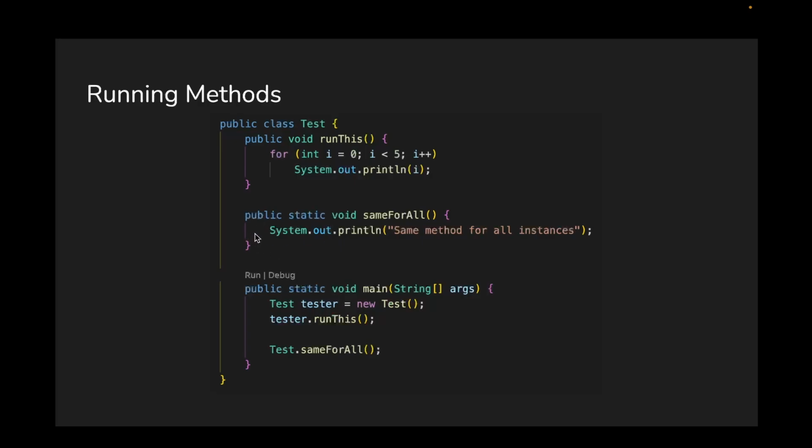So for this next method, which is called same for all, I made it static, and that's why the name is same for all, because it's the same method for all of the instances of the class. So in that case, we'll call it using the class name like this. We'll say Test.sameForAll, because Test is the name of the class that I gave in this case. So we covered how to write these methods and how we can actually run them.